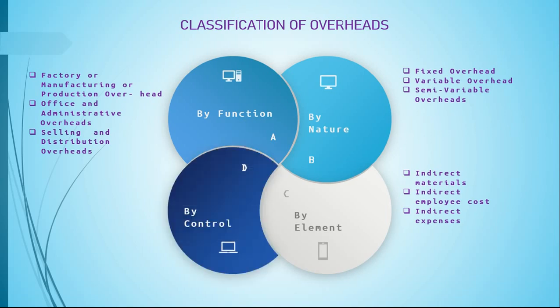D. By control. 1. Controllable costs. These are those costs which can be controlled by the implementation of appropriate managerial influence and proper policies. 1. Materials cost. 2. Wages and salary. 3. Power and fuel, etc. 2. Uncontrollable costs. Overhead costs which cannot be controlled by the management even after the implementation of appropriate managerial influence and proper policies are known as uncontrollable costs. 1. Rates and taxes. 2. Depreciation. 3. Interest on borrowings.